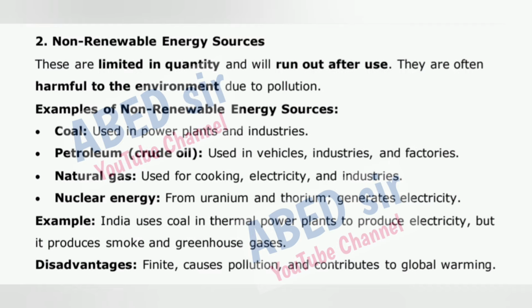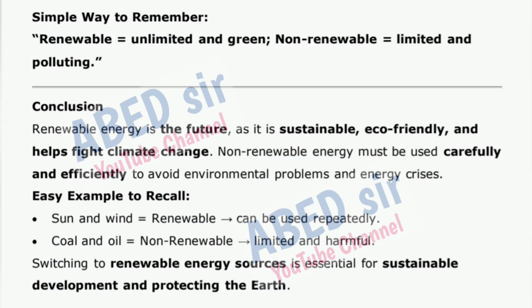Example, India uses coal in thermal power plants to produce electricity, but it produces smoke and greenhouse gases. Disadvantages: finite, causes pollution, and contributes to global warming. Simple way to remember: Renewable is equal to unlimited and green, non-renewable is equal to limited and polluting.